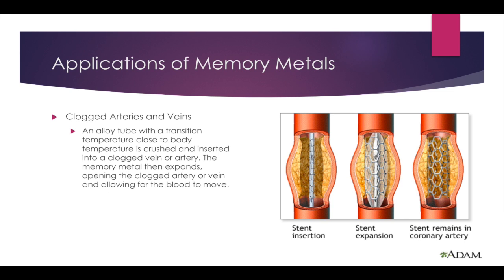Another application of memory metals is in clogged arteries and veins. An alloy tube with a transition temperature close to body temperature is crushed and inserted into a clogged vein or artery. The memory metal then expands. This opens the clogged artery or vein and allows for the blood to be moved.